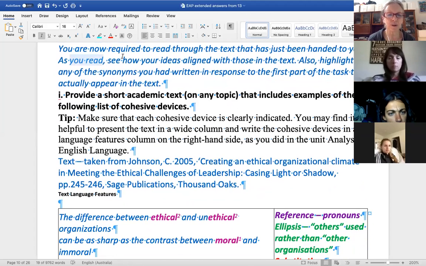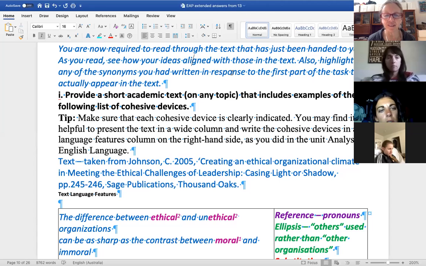So you are now required to read through the text that has just been handed to you, which is this one down here. As you read, see how your ideas aligned with those in the text. Also highlight any of the synonyms you had written down in response to the first part of the task that actually appear in the text.